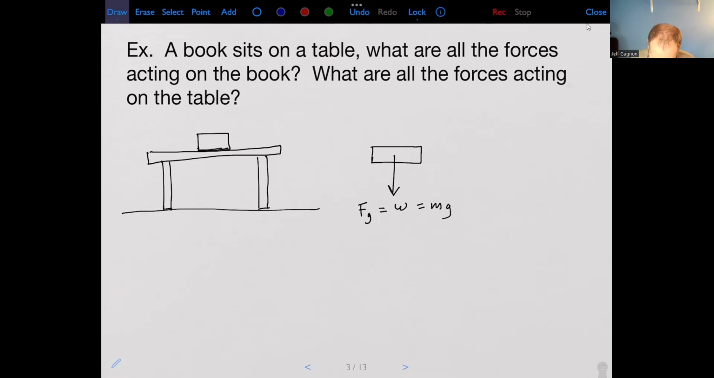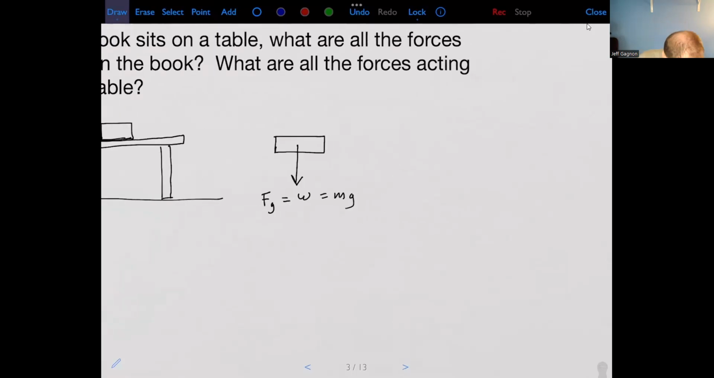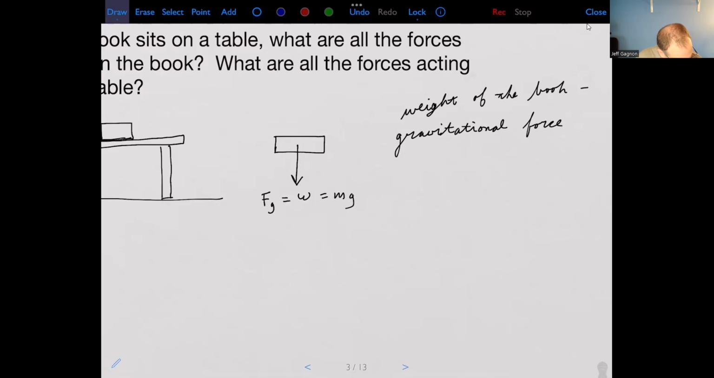Okay, so the weight of the book, I'll write it out here. The first force is the weight of the book, which is the gravitational force that the Earth exerts on the book.